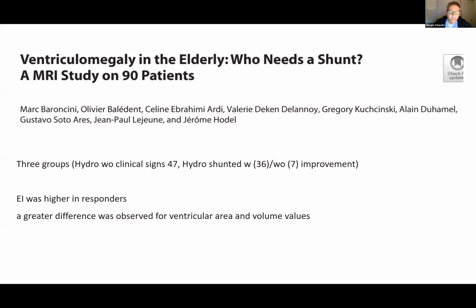But how important in the elderly is the finding of a ventricular enlargement? In this study from Baroncini, they divided 90 patients in 3 groups: patients with ventriculomegaly without clinical signs, patients with ventriculomegaly who responded positively to the shunt, and patients with ventriculomegaly who did not respond to the shunt. And they noted that the Evans index was higher in responders, and an even greater difference was observed for ventricular area and volume values.